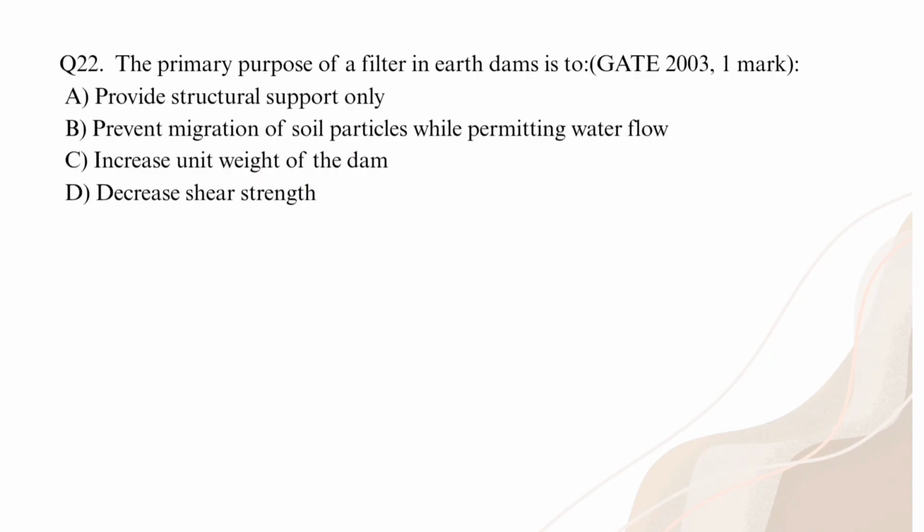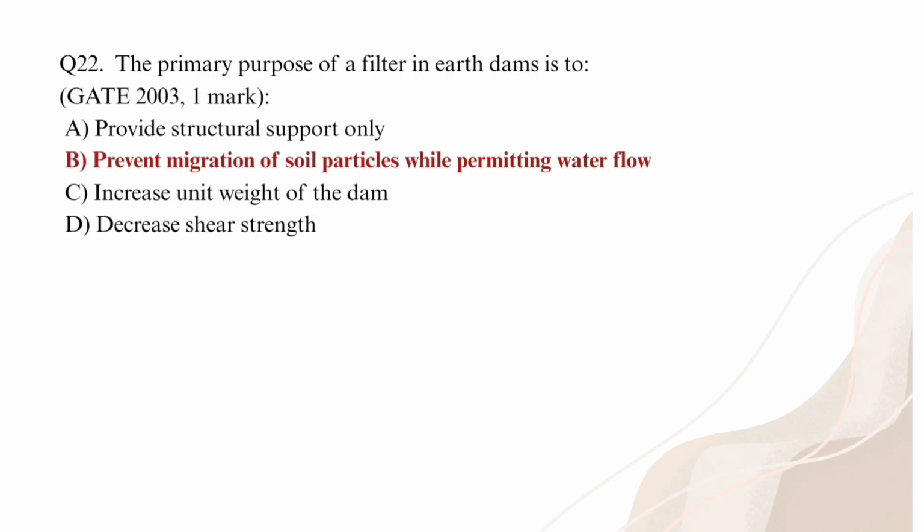Now the next is question number 22. The primary purpose of a filter in an earth dam is to. Options: A, provide structural support only; B, prevent migration of soil particles while permitting water flow; C, increase unit weight of a dam; and D, decrease shear strength. And the correct answer is option B, it prevents the migration of soil particles while permitting water flow.